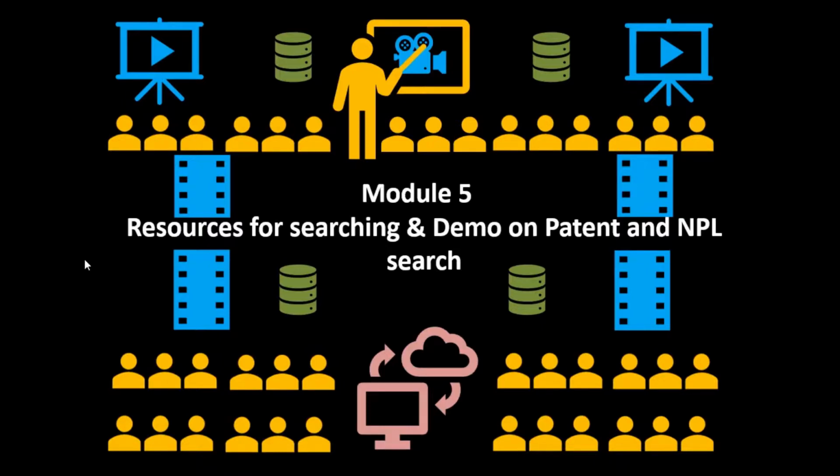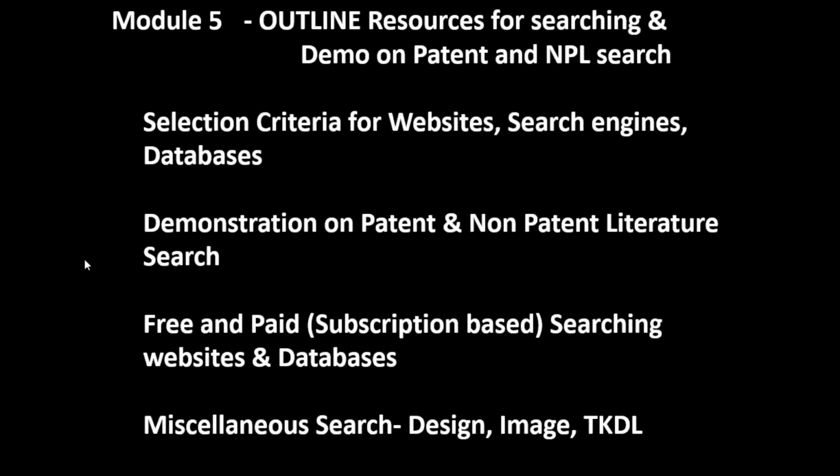So we will start with our contents and the selection criteria for a database. Then we will look at some demonstrations of patent and non-patent literature search. Many are free, many are paid. Then we will also see which databases are used for design search and image searching. And some databases are there for TKD, traditional knowledge. India has made a database on various old transcripts of Ayurvedic literature. They have compiled it as literature and made it available as a database, so that all Ayurvedic compositions or formulations can be searched through it.